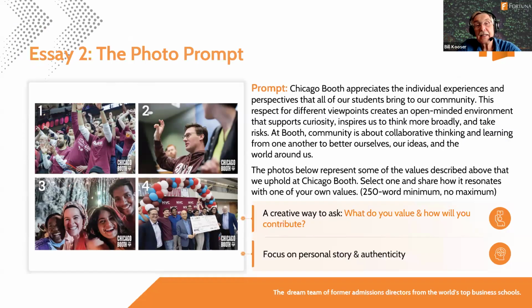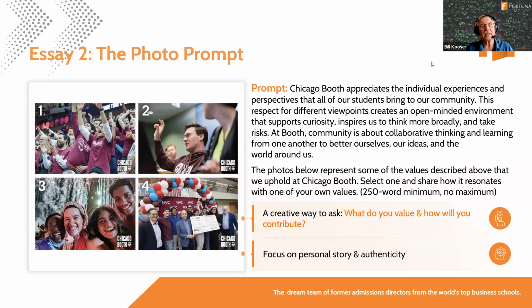So the prompt is basically that Chicago Booth appreciates individual perspectives and is looking for different viewpoints. So basically the idea is, here are 4 photos. Pick one of them and tell us what it means to you. And you can interpret these photos in a lot of different ways.